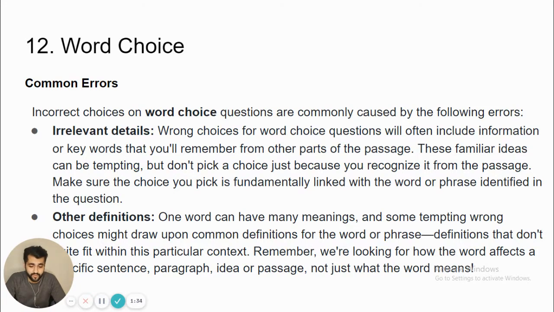Number two, other definitions. One word can have many meanings, and some tempting wrong choices might draw upon common definitions for the word or phrase, definitions that don't quite fit within the particular context. So you have to be wary of both of these things.